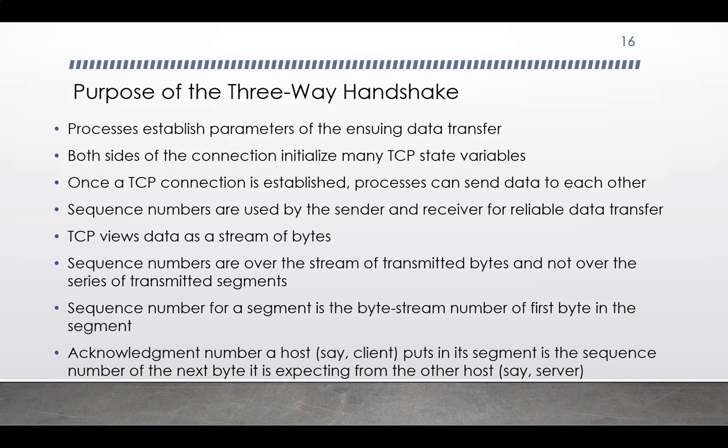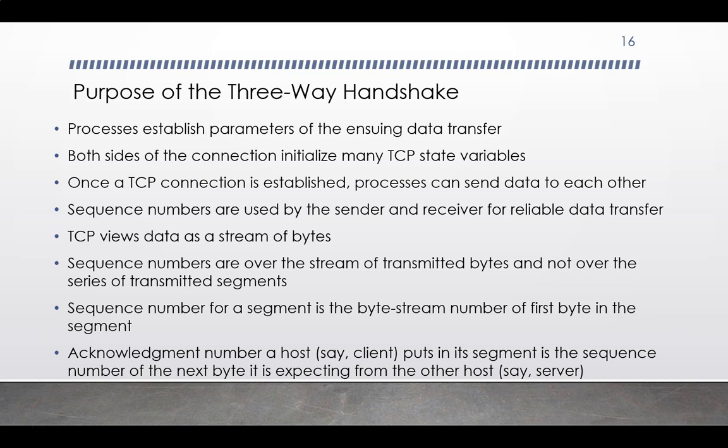So those sequence numbers, the role that they play is this is what gives us a reliable data transfer. So TCP is considered to be a reliable protocol. TCP views data as a stream of bytes. Sequence numbers are over the stream of transmitted bytes and not over the series of transmitted segments. This is how we start to get that reliability.